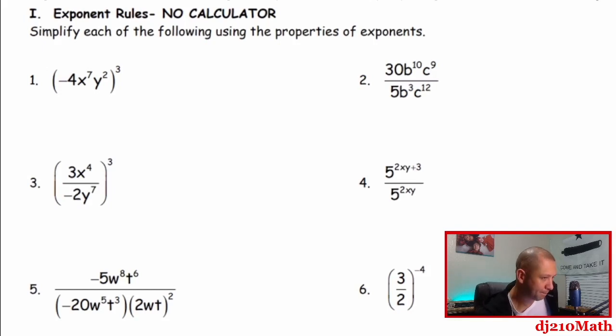All right, part one. Exponent rules. No calculator. So we're going to simplify each of the following using basic properties of exponents.